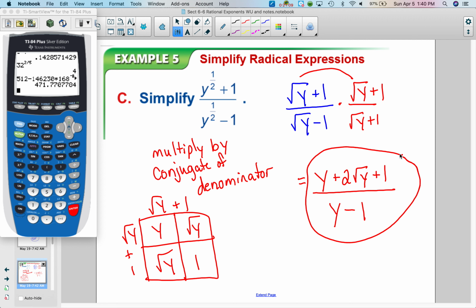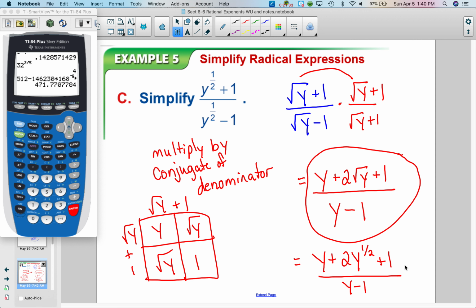And once again, you might look at that and say, okay, this doesn't look that simple, but notice I no longer have a radical in the denominator. And it would be okay to write it as y plus 2y to the 1/2 plus 1 over y minus 1. That's okay to do. So anyway, that's what we would have.